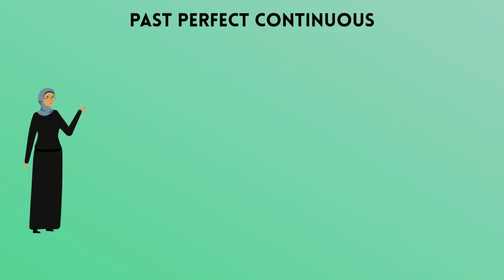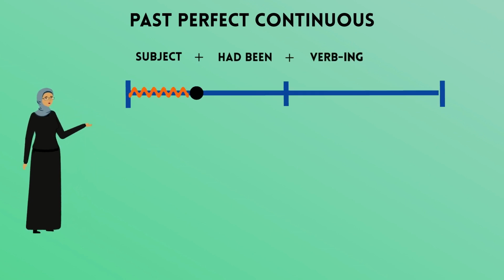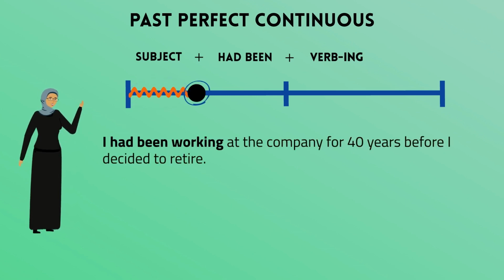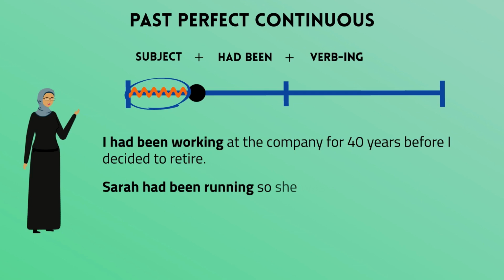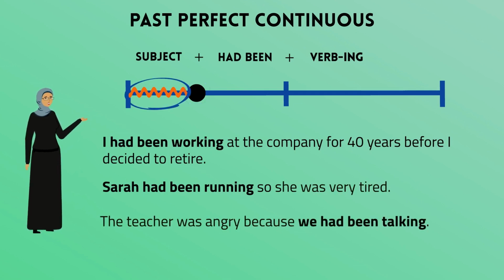Past perfect continuous is formed using the subject plus had been plus verb-ing. For example, I had been working at the company for 40 years before I decided to retire. Sarah had been running, so she was very tired. The teacher was angry because we had been talking.